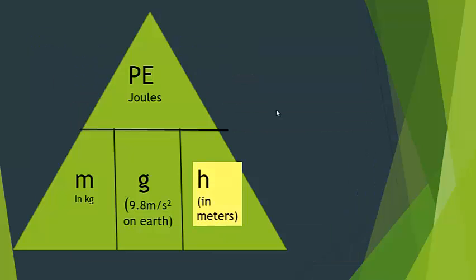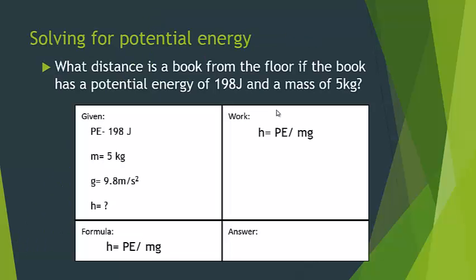So if we look at this triangle chart again, if we're looking for the height, it equals potential energy divided by mass times gravity. So we write our formula, and then we pull it up into our workbox to make it easier when we substitute. We plug in 198 for our potential energy and divide that by 9.8, which is our gravity, and 5, which is our mass. Now, I put the parentheses in because it is important, so that way we do the correct order of operations.